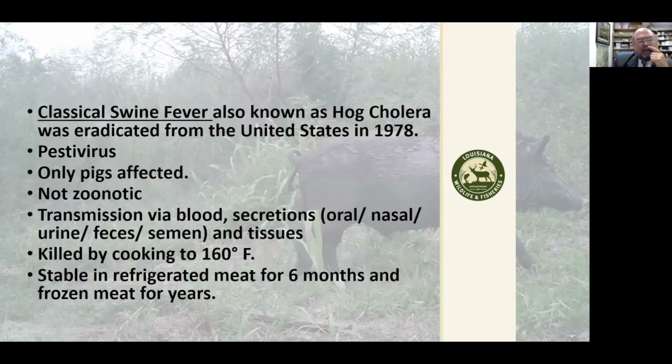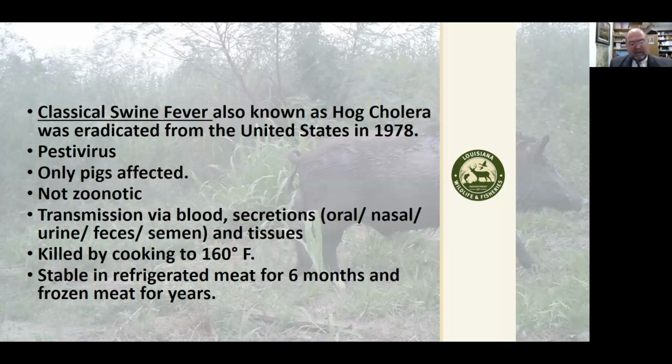Classical swine fever. This one actually was in North America for a number of years. It's also known as hog cholera, which many of you may have heard of. It was eradicated in the US in 1978 through test and slaughter and a serum administration program. This is a pestivirus. It only affects pigs. It's transmitted via blood and secretions, so oral, nasal, urine, feces, semen, any of the secretions, as well as tissues and meat. It's killed by cooking to 160 degrees Fahrenheit.